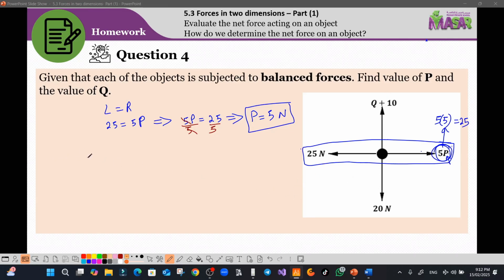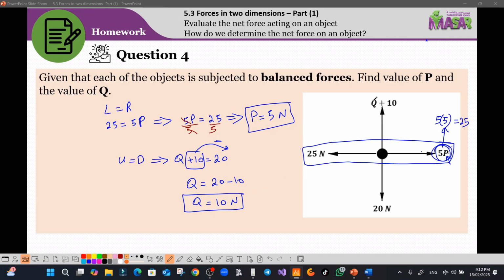Let's make them balanced by figuring out what will be the value of Q. Up equal down makes the system balanced vertically. Up we have Q plus 10. Down we have 20. Now let's move this to the other hand side by changing the sign. Q is equal 20 minus 10, and the Q is equal 10 Newton. Now remember, the Q is 10, and we need to add to it 10, and we'll get to 20, which is equal to down, and they are balanced vertically.